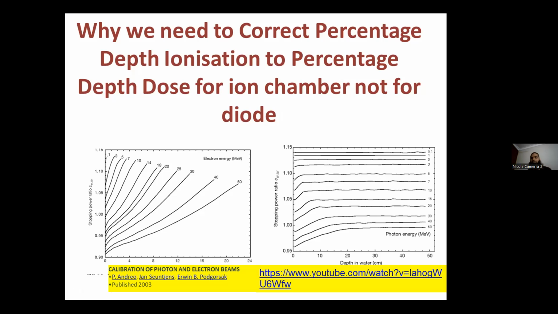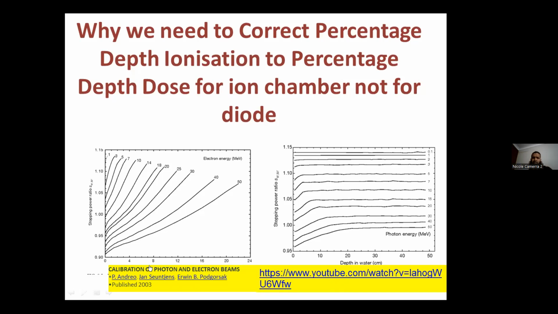So what I'm saying is, if you use an ionization chamber, you have to convert your percentage depth ionization to percentage depth dose for electrons. But if you're using a diode, you don't have to correct it. And it is beautifully explained in this presentation.